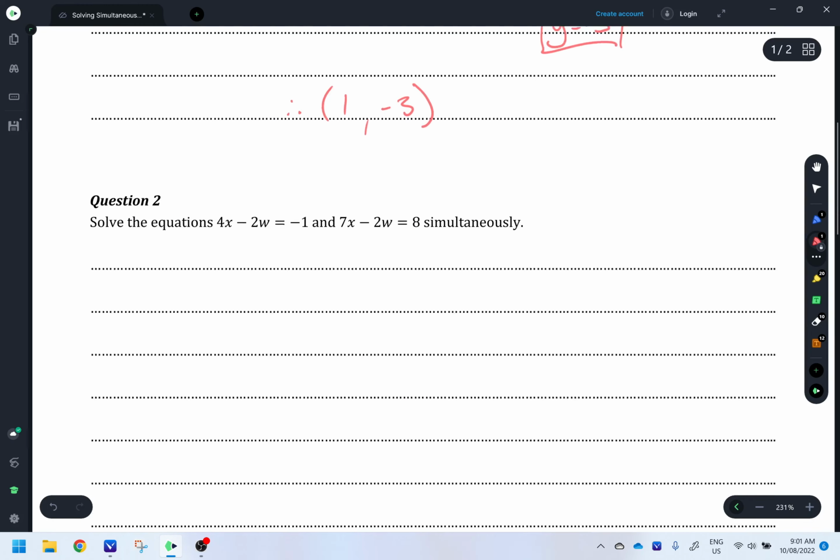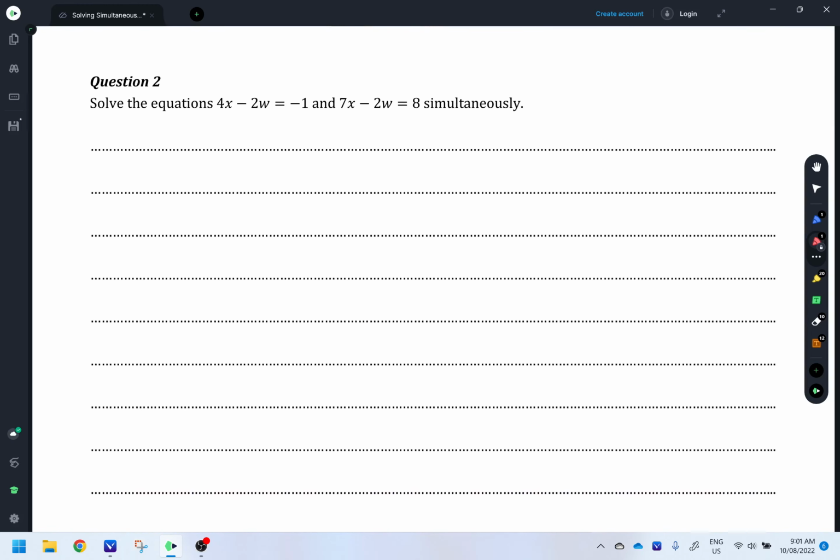So let's just do a few more examples. Let's look at this one. Solve the equations 4x minus 2w equals negative 1 and 7x minus 2w equals 8. Like we saw in the previous question, the first thing we want to do is line up our equations. So we have these two equations. And again, just looking at the numbers in front of the letters, we see that we want to eliminate the w's again because they both have 2 sitting in front of them.